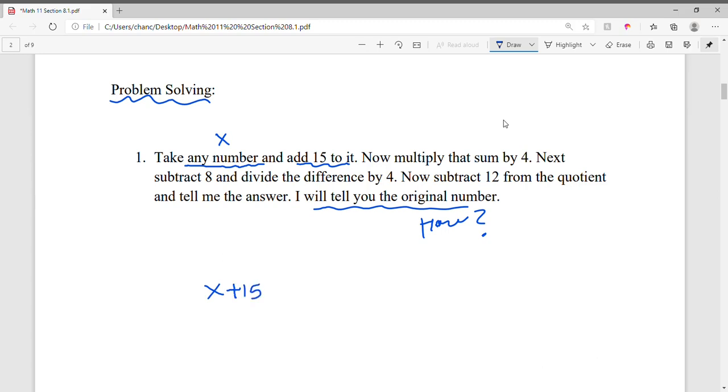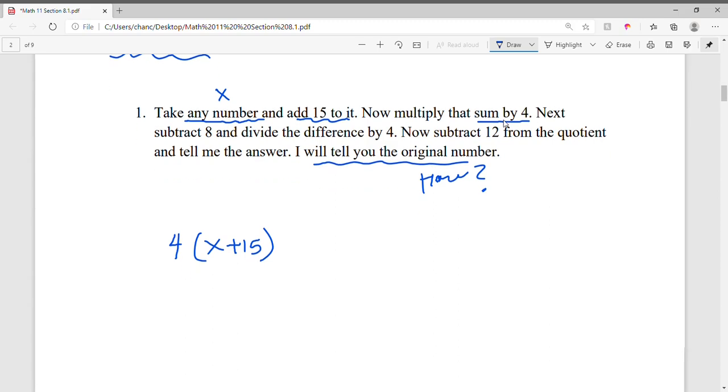Next, we'll multiply that sum by 4, and you want to be careful, let's make sure we have parentheses because we're multiplying the entire sum, X plus 15, by 4. The next step is to subtract 8 from this, and then we're going to divide the difference by 4. So the whole thing will be divided by 4. After that, we're going to subtract 12 from this quotient or fraction, and then we'll be able to figure out how this instructor quickly calculates the original number.